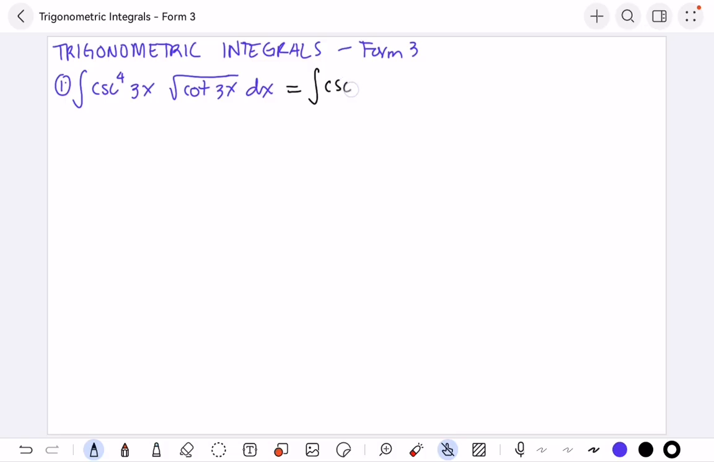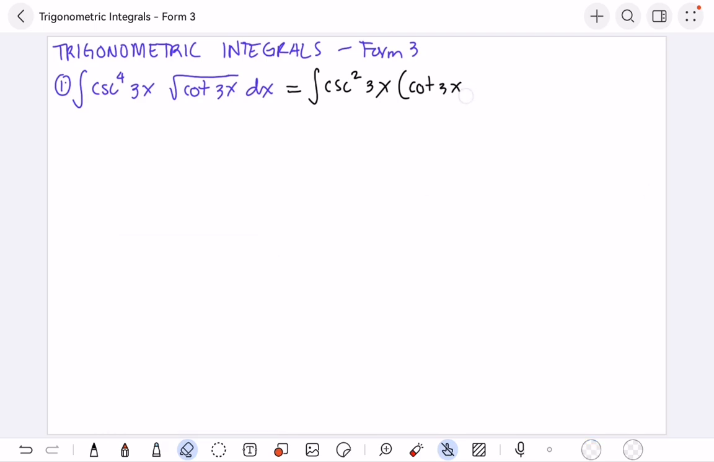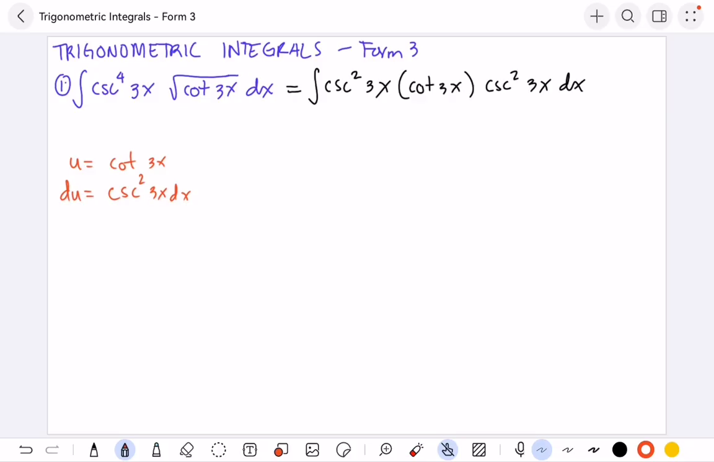So doing that, I will be left with cosecant square 3x, cotangent 3x raised to 1/2 dx. Oh, sorry. So I will factor out cosecant square. Let me write that here. Cosecant square 3x dx, because I am planning to use the substitution. I'll have cosecant square 3x dx, and my u will be cotangent 3x. If my u is cotangent 3x, then the derivative is negative 3, so the cosecant square 3x that I separated is equal to negative 1/3 du.